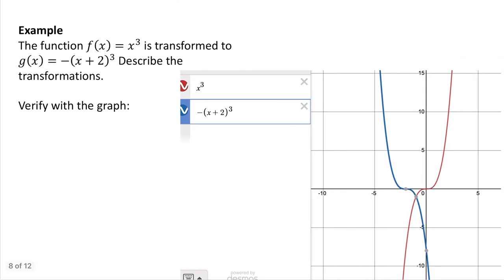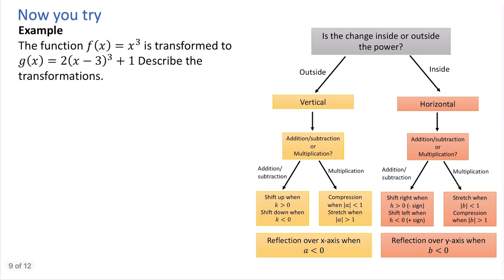Let's go ahead and graph in Desmos to make sure that we have what has been described. You can see x cubed is the parent function in red. Negative x plus 2 cubed is the transformed function in blue. And you can see that it is in fact reflected over the y-axis, and it also is shifted to the left 2. So now you can go ahead and pause the video and try doing this problem on your own.